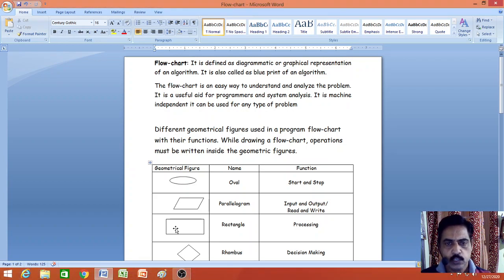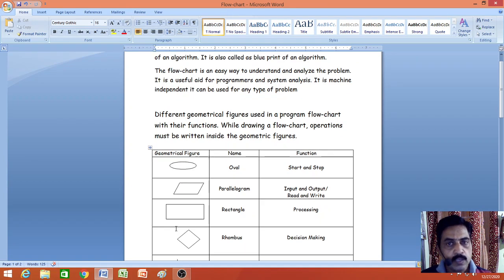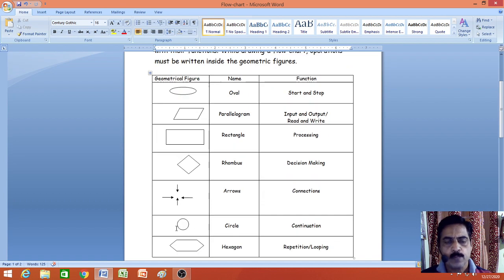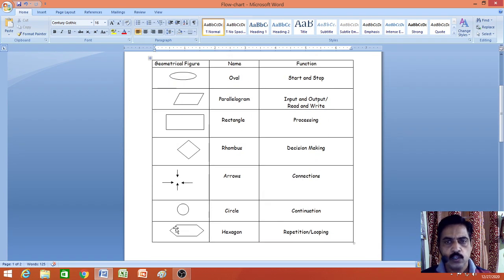Different geometrical figures are used in a program flowchart with their functions. While drawing a flowchart, operations must be written inside the geometric figures. Now let us know what the geometric figures used in drawing the flowchart are. Basically there are 7 symbols which we use for drawing flowcharts.